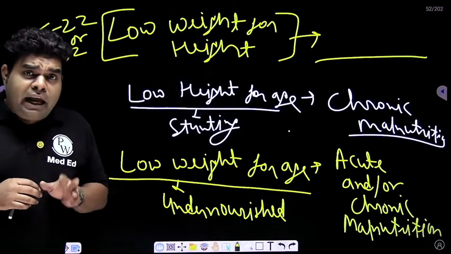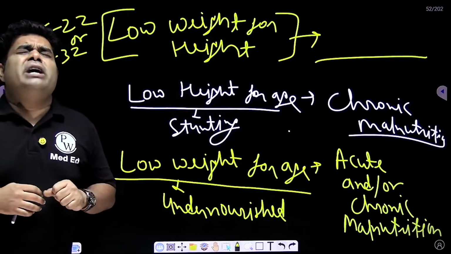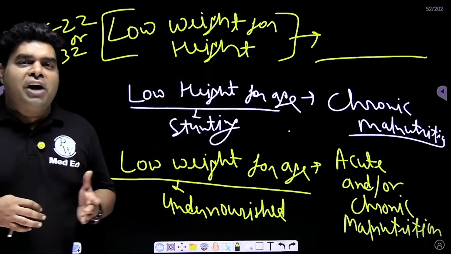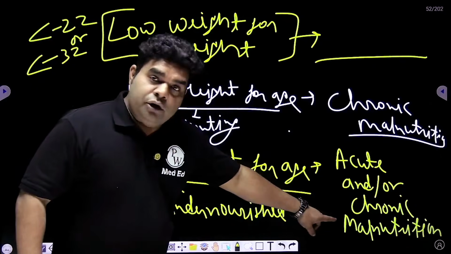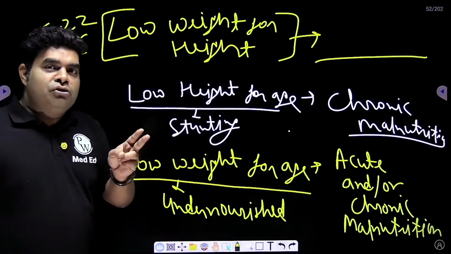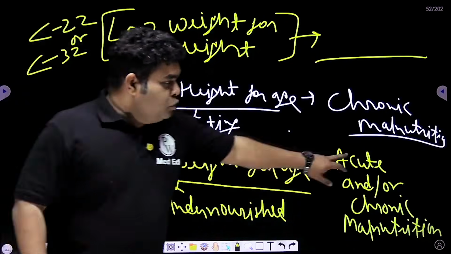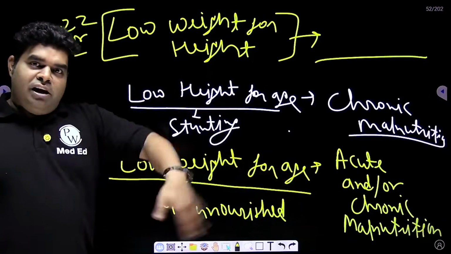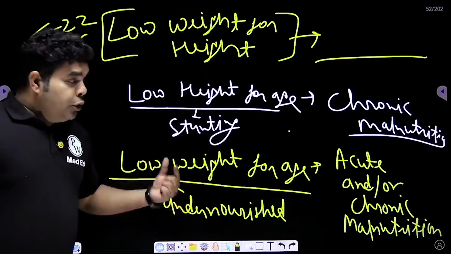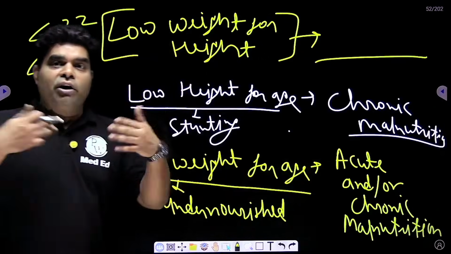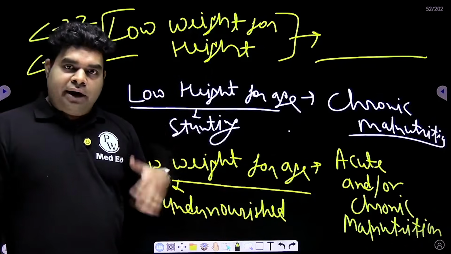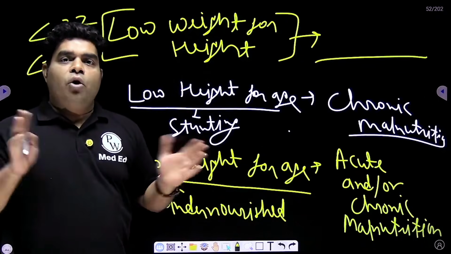So my undernourishment can be due to two reasons. One reason is that since childhood my mother has not given me food. So it's chronic malnutrition. Second reason can be my wife is not letting me eat food for the last 2 weeks. So that is an acute problem. Or I have loose motion for the last 2 weeks. That's an acute problem. So my weight can be low due to acute or chronic, any one of the problems. Either my wife can cause low weight, an acute problem, or my mother can cause low weight, a chronic problem.